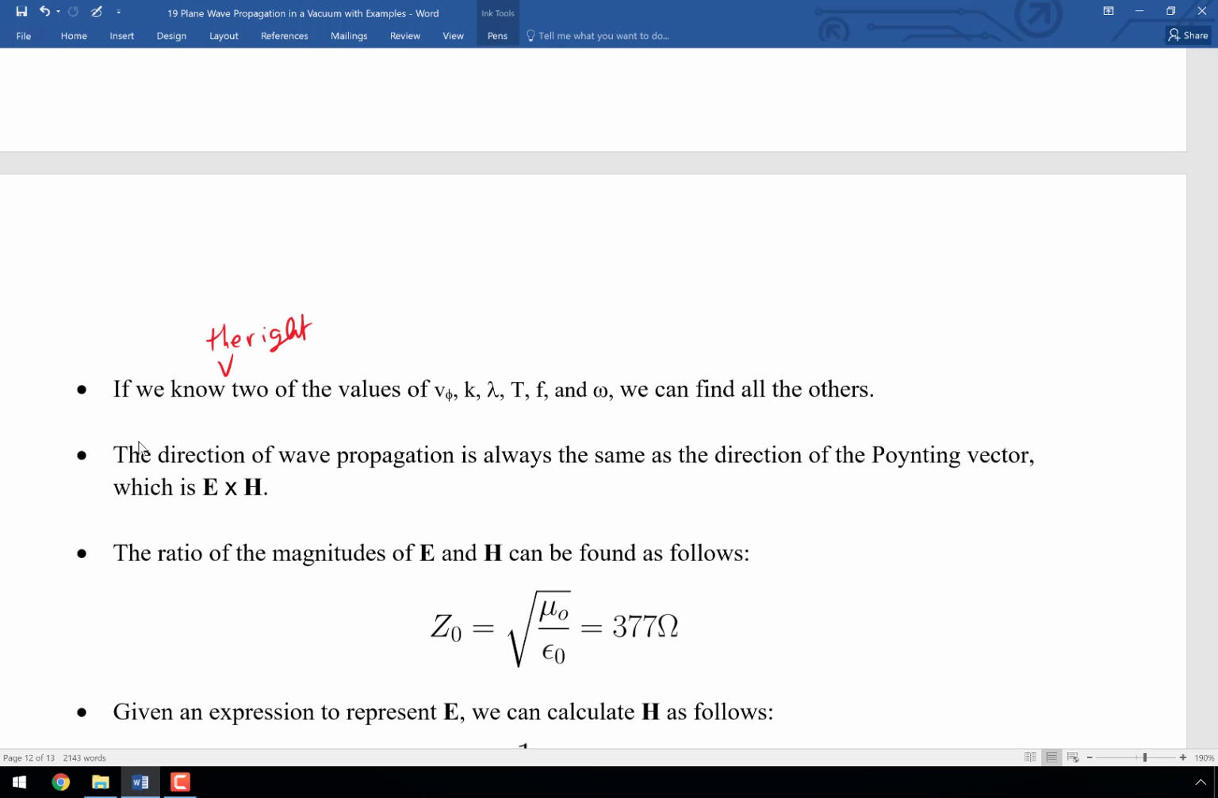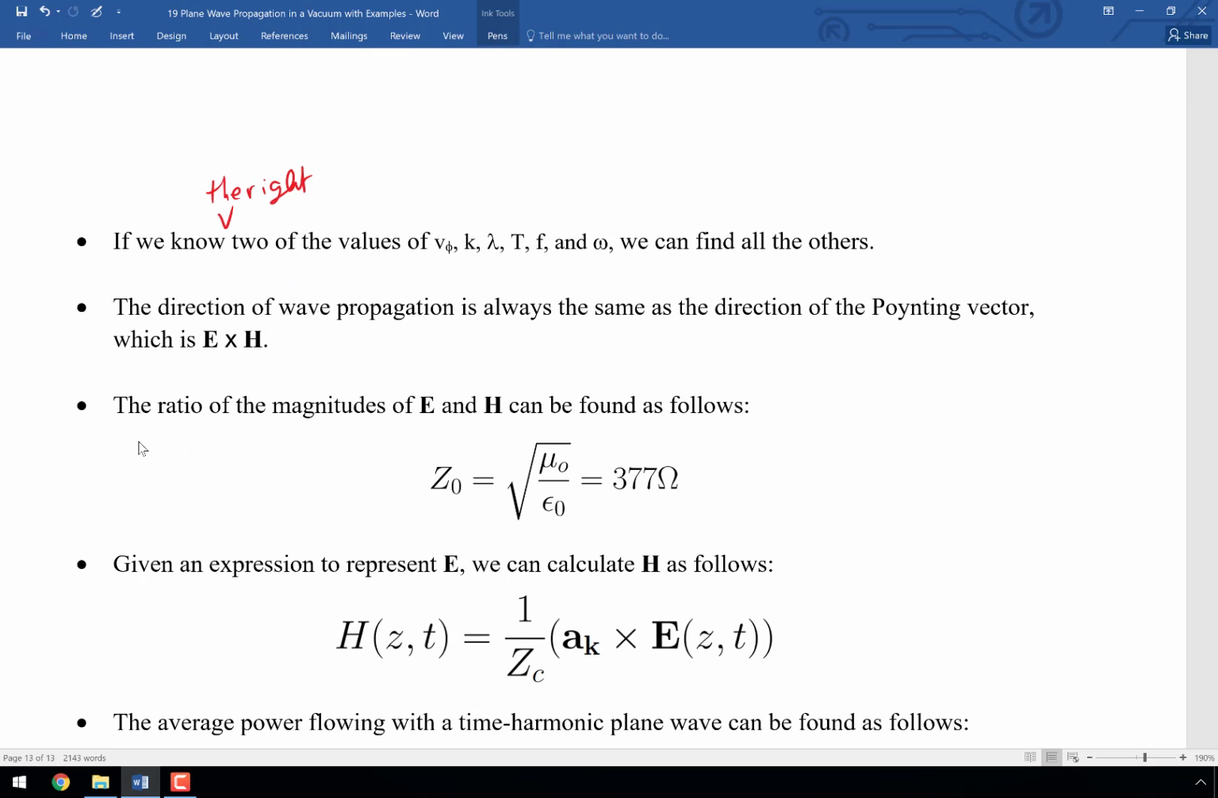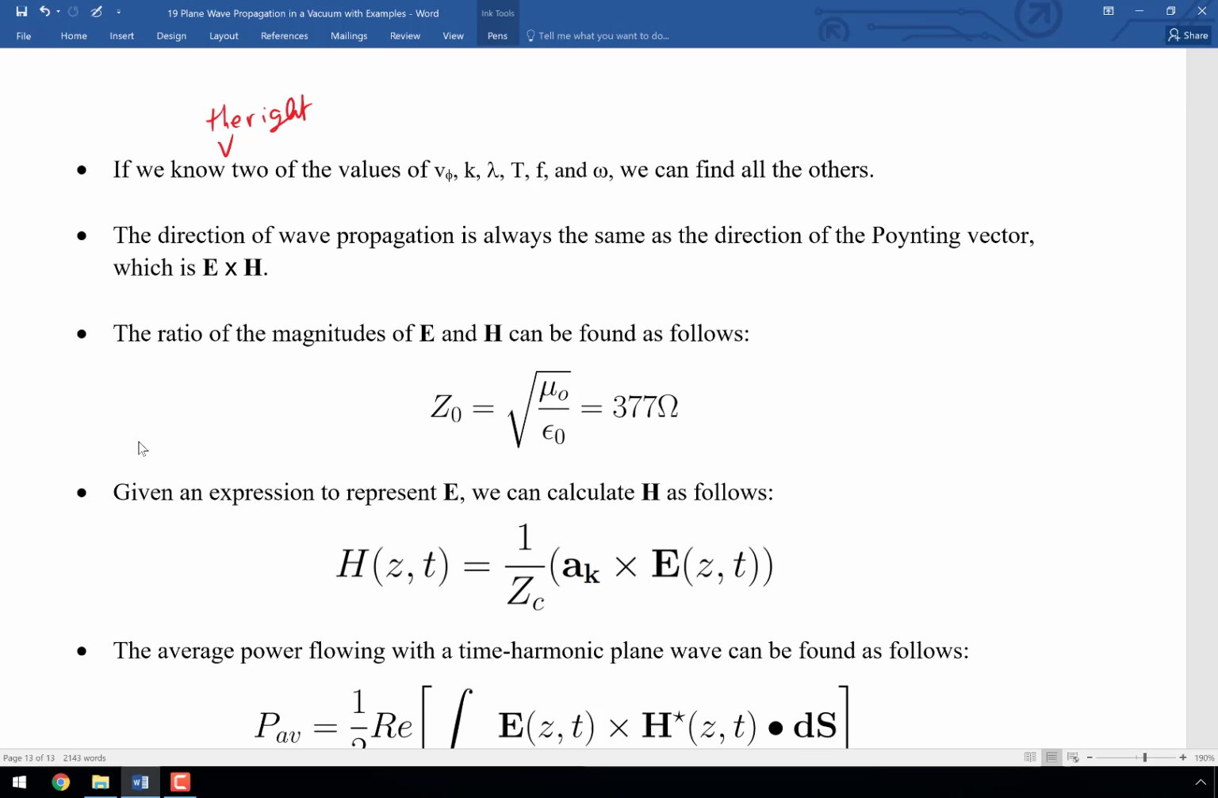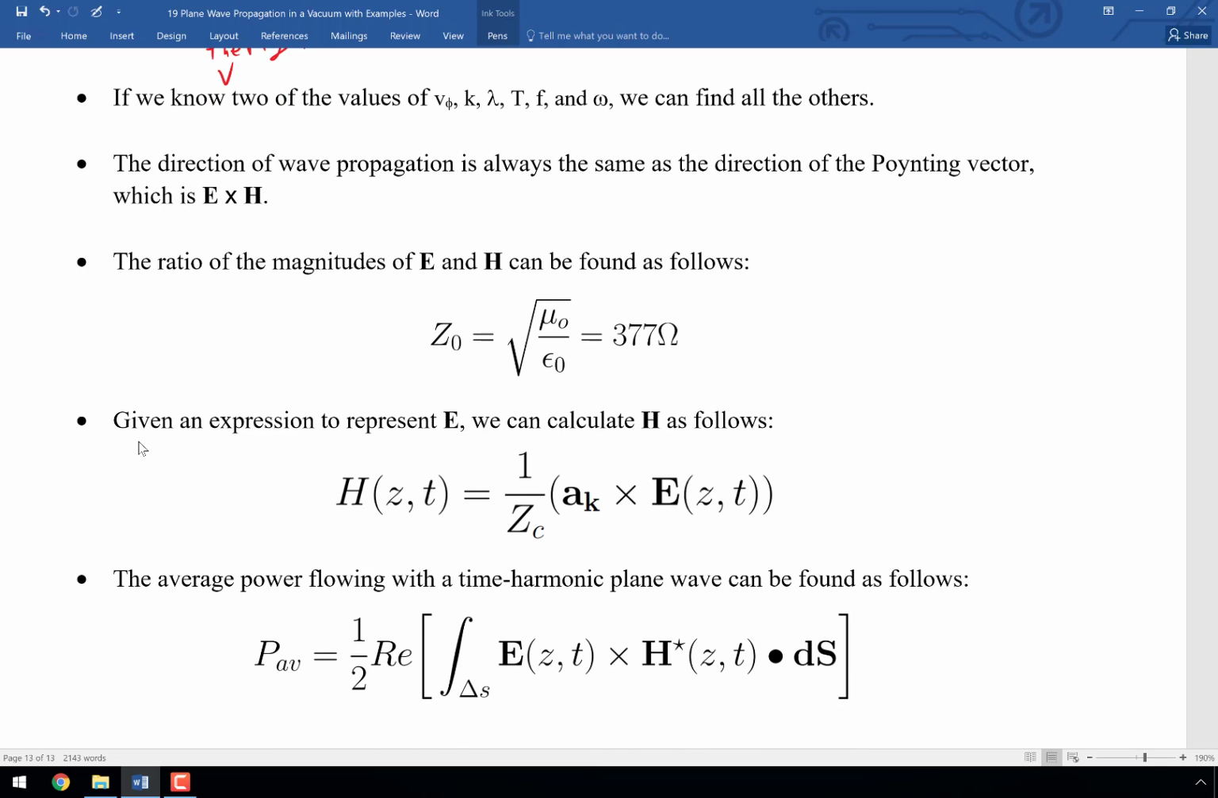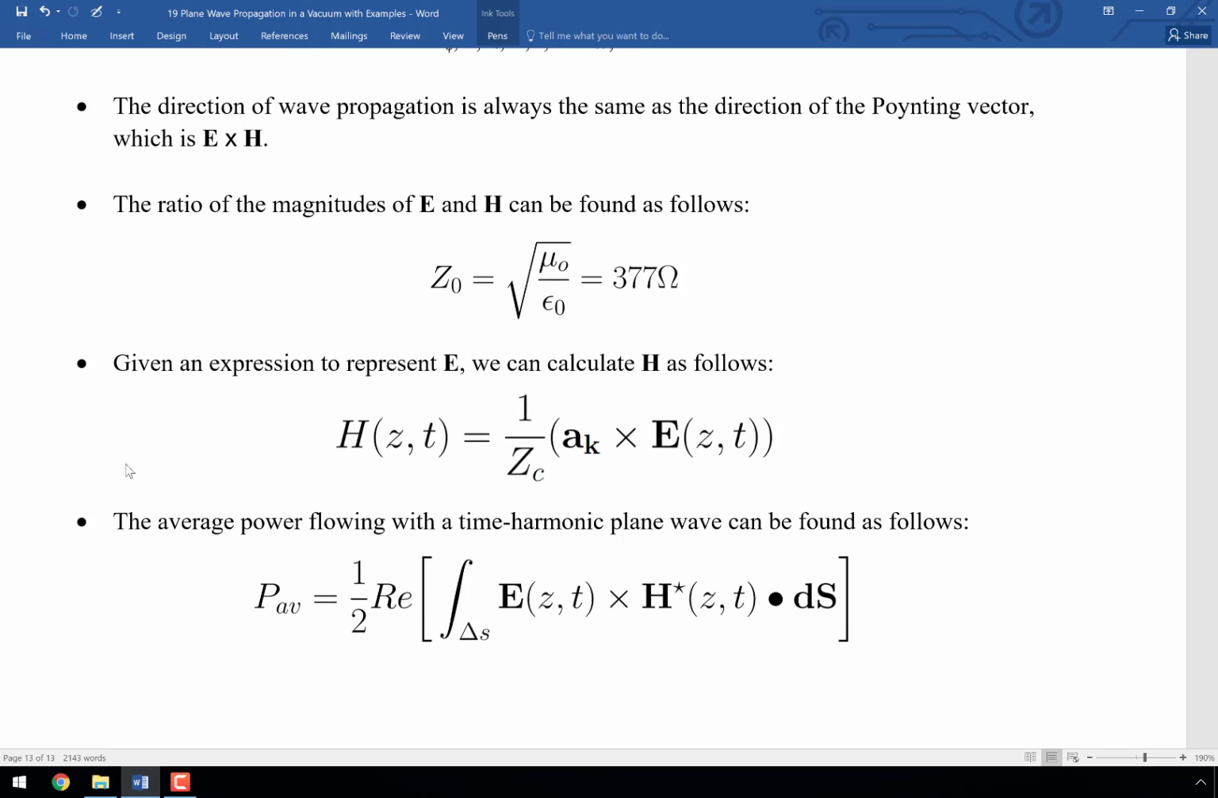The direction of wave propagation is always the same as the direction of the Poynting vector, which is E cross H. The ratio of the magnitudes of E and H can be found according to that calculation, which is 377 ohms. Always going to be 377 ohms for free space. And then given an expression for E, we can then calculate H, and given E and H, we can calculate the average power flow.